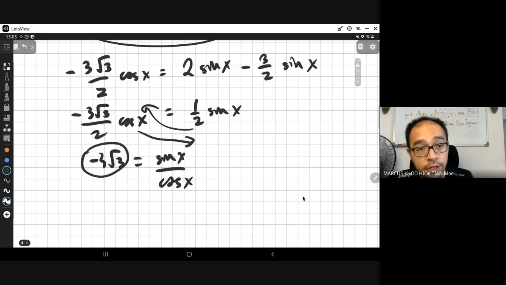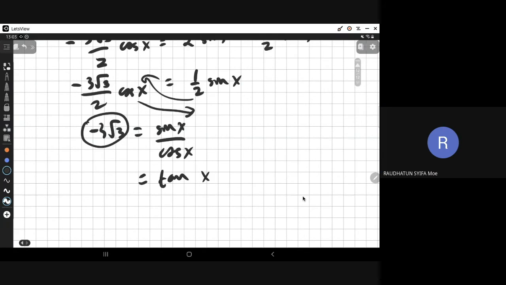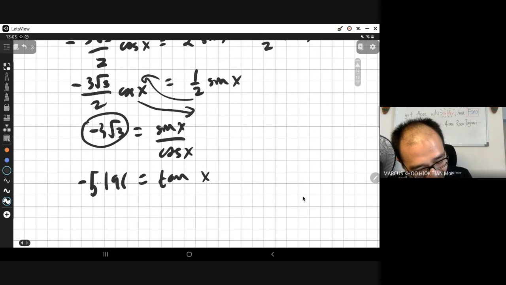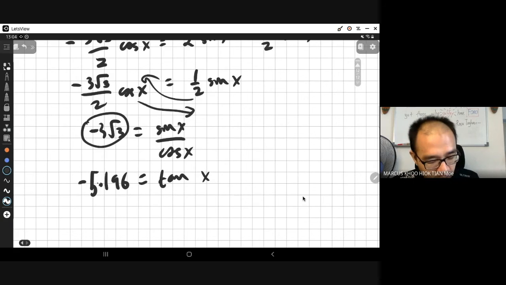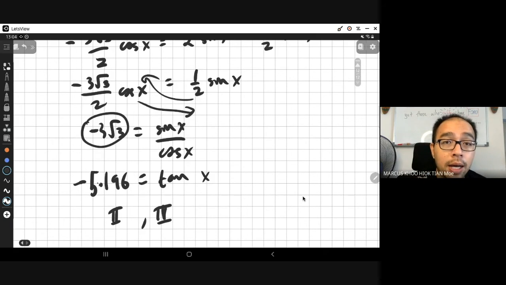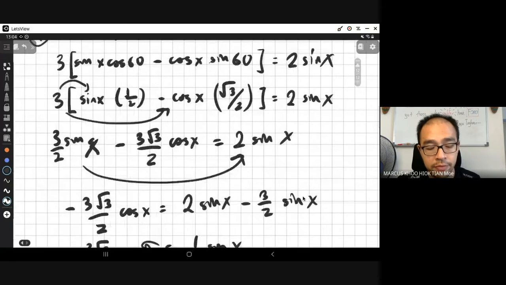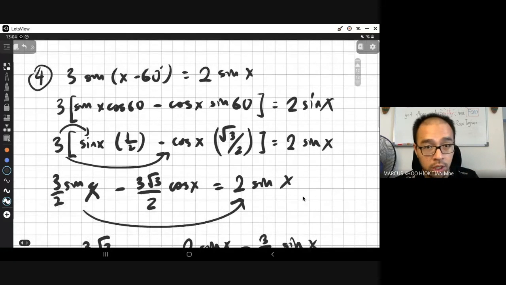What is the value for this, please? Negative 3 times square root 3. Negative 5.196. Okay, about that. Negative, not 197, but okay, fine. Negative 5.196, and this will give you 2 answers again, in quadrant 2 and quadrant 4. So this is also another type of question that involves a lot of perpindahan.